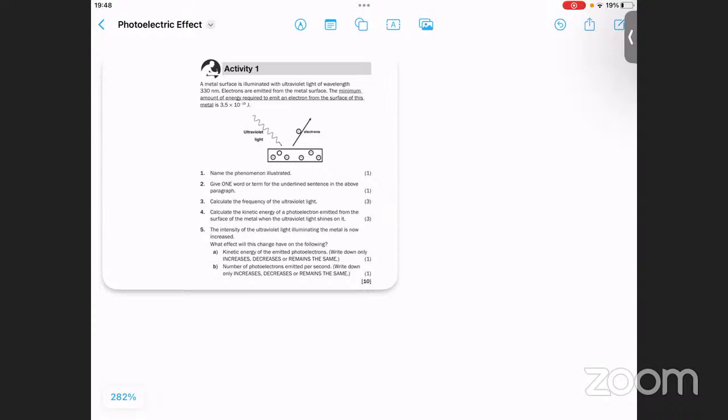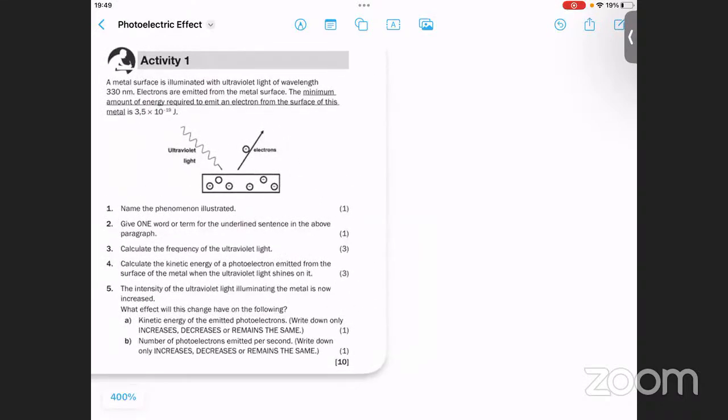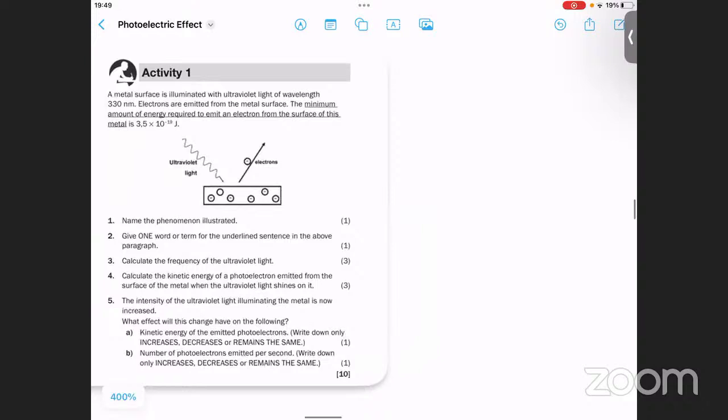So number one, it means the energy that the light has is enough for it to emit electrons. Now they say the minimum amount of energy required to emit an electron from the surface of this metal is that. So they've given you their price tag for vulamlomo.